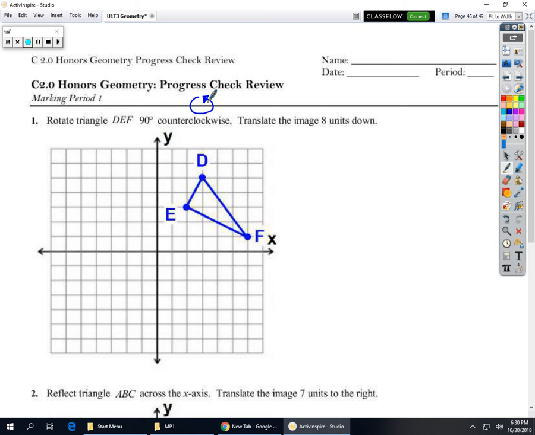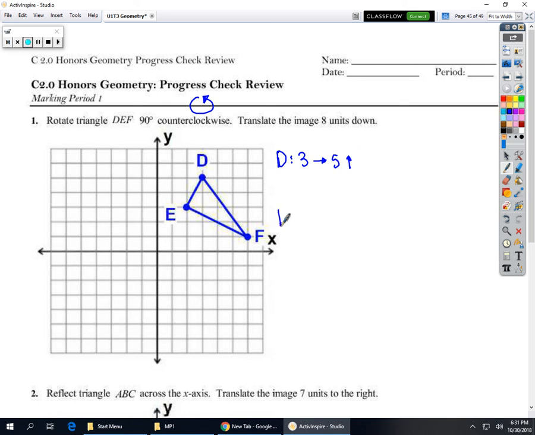Okay, the rotations can be really difficult. So the trick here that we learned is to make each individual coordinate and rotate each individual one. So we're going to start with D. How would I normally get to D? I would go 3 right and 5 up. So D normally goes 3 right, 5 up.